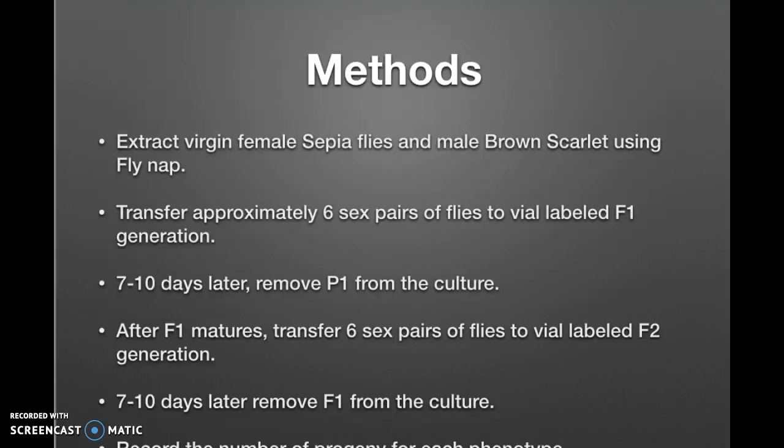For my methods, I first extracted virgin female sepia flies and male brown scarlet using FlyNap. I transferred approximately 6 sex pairs of flies to a vial labeled F1 generation. 7 to 10 days later, I removed the P1 from that culture to prevent crossbreeding. After the F1 matured, I transferred 6 sex pairs of flies to a vial labeled F2 generation, and then 7 to 10 days later, removed the F1 from that culture. Finally, I recorded the number of progeny for each phenotype.